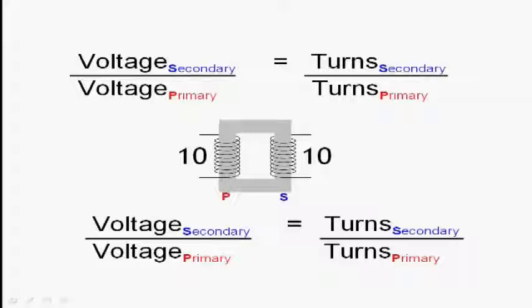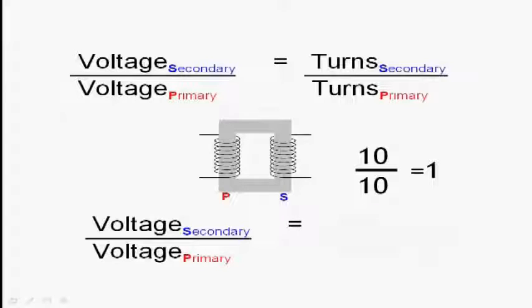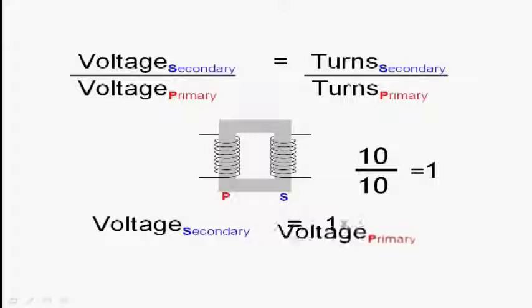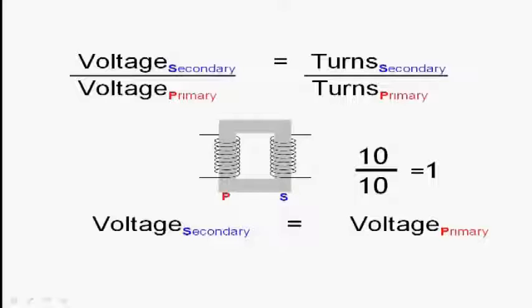If we take 10 turns on the primary and 10 turns on the secondary, we look at the ratio, secondary divided by primary, and it's 1. 10 divided by 10 is 1. If we put that into our formula, and then rearrange the formula, what we know is that the output voltage on the secondary is 1 times the voltage on the primary, or that actually both voltages are equal. So equal number of turns, equal voltages. 240 volts in would give us 240 volts out. 10 volts in would give us 10 volts out.